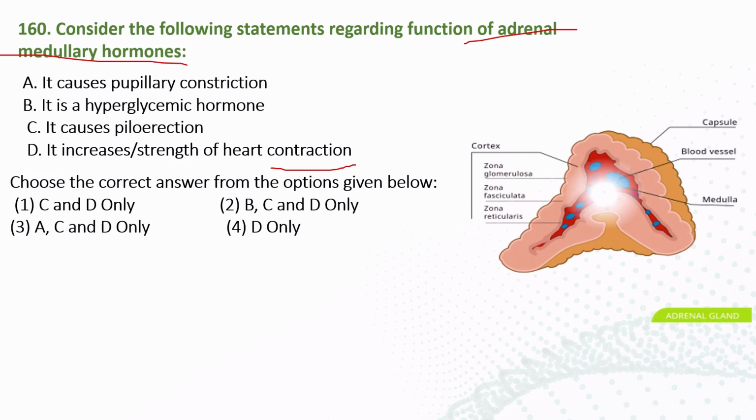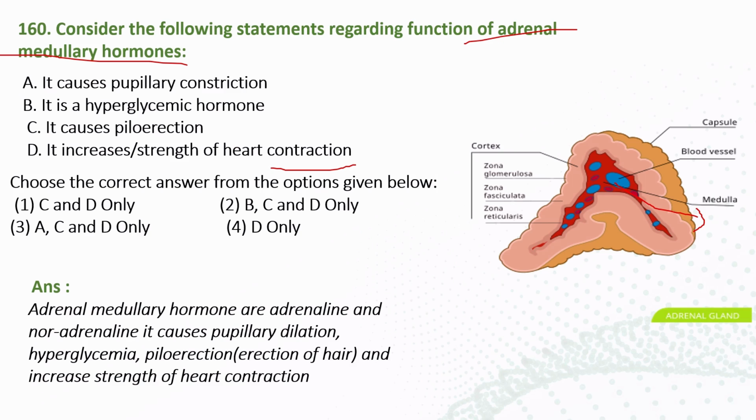Obviously, if you see the picture here, we know that the adrenal medullary hormones are secreted from the medulla. Normally, what is the role of these medullary hormones? We know that they help in pupillary dilation, not constriction. If you see the eyes, the pupils are dilated with the help of the adrenal medullary hormones produced from the medulla. Okay, so option A is wrong.